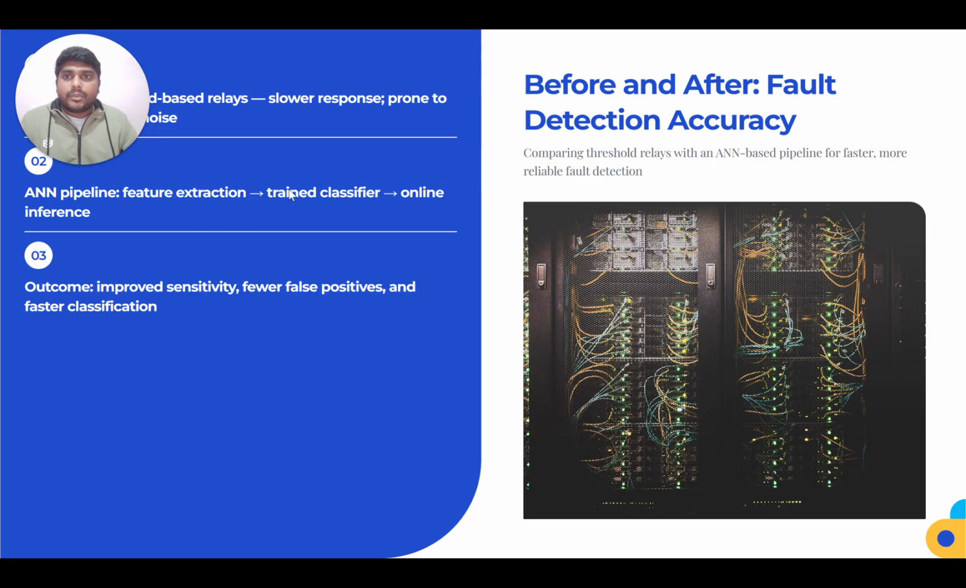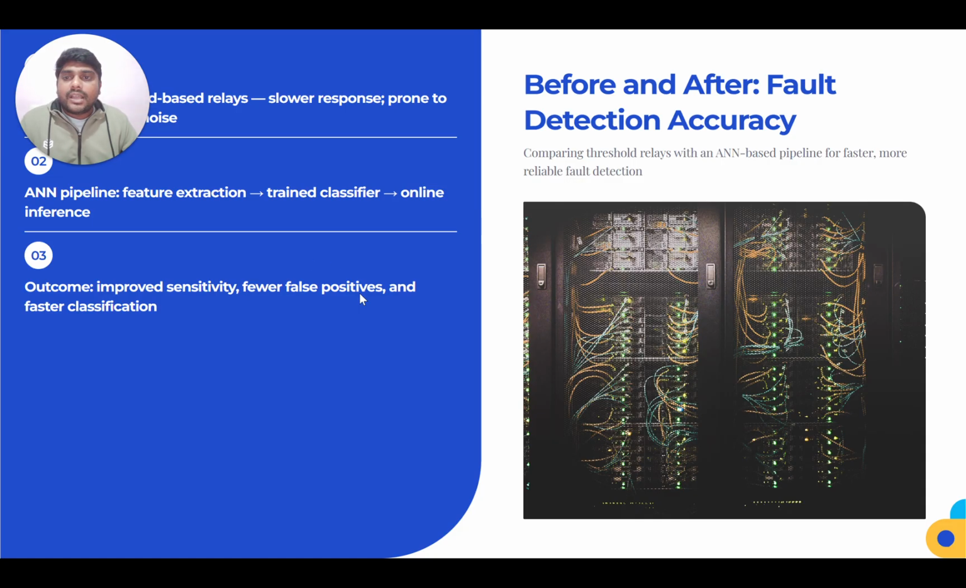Next is fault detection accuracy before and after. Our second application example is fault detection in protection systems. The baseline approach uses threshold based relays. The trade-off is they are slower in response and are prone to false trips under noise, especially in dynamic grid environments.